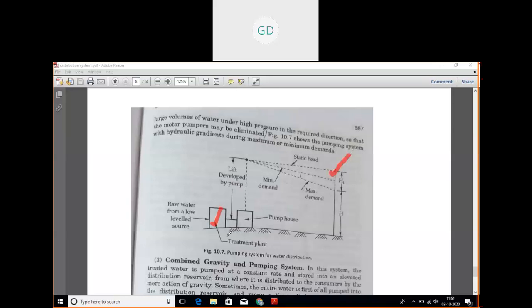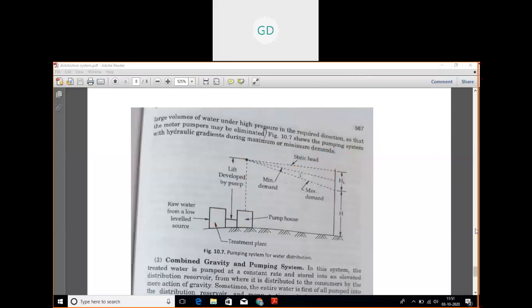Obviously the water cannot be supplied with the action of gravity, because by the action of gravity the water can only go down, or go below. But here it is just the reverse case. So if you connect a pump with the treatment plant, then with the help of that pump the water can be lifted to a certain height. After that, the water can be supplied to the consumer. So this is all about the pumping system.